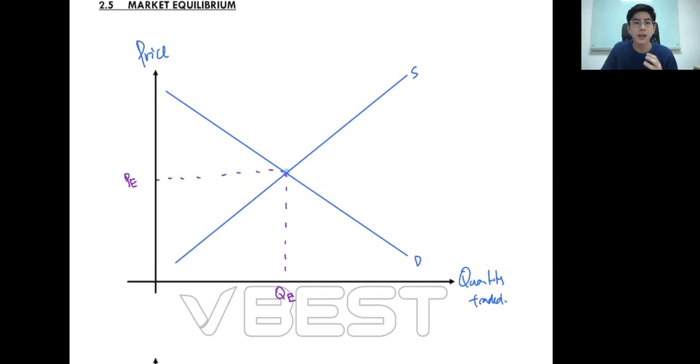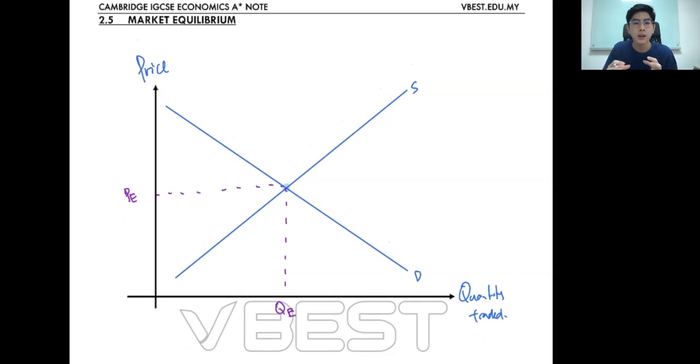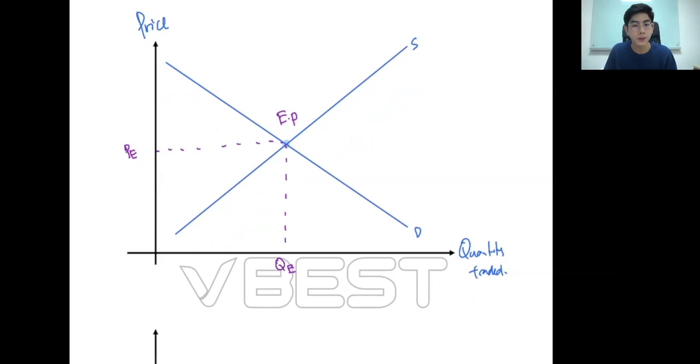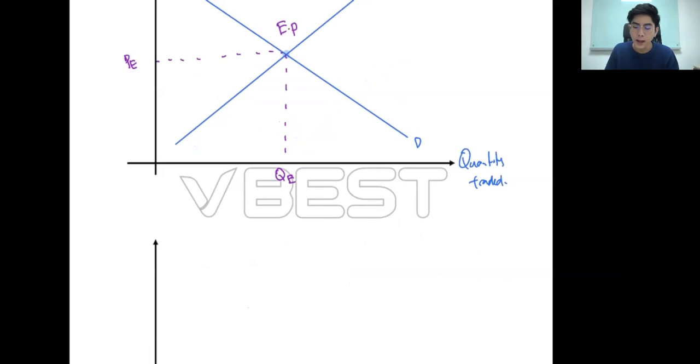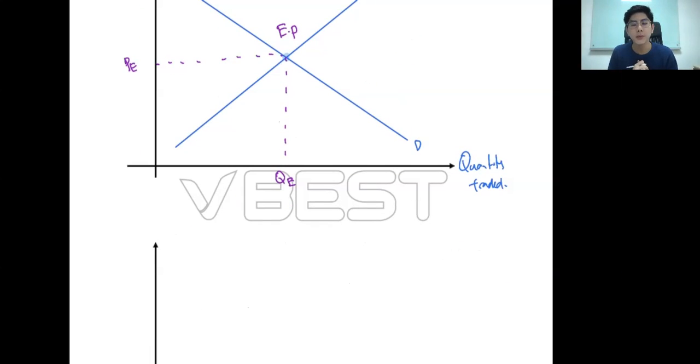So basically, sometimes the question asks what is meant by market equilibrium. You can simply say that it's a point where the demand curve intersects with the supply curve. Okay, and this is what we call the equilibrium point, with the equilibrium price and the equilibrium quantity. All right, so far so good. And of course, this is the basic one.